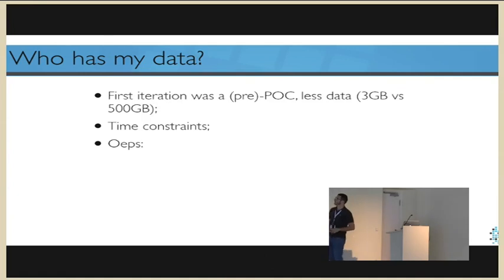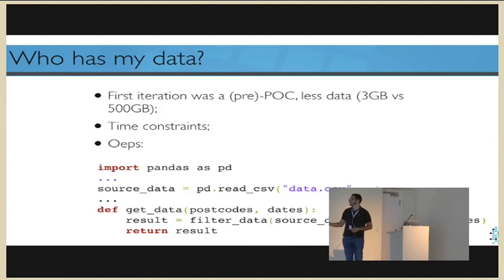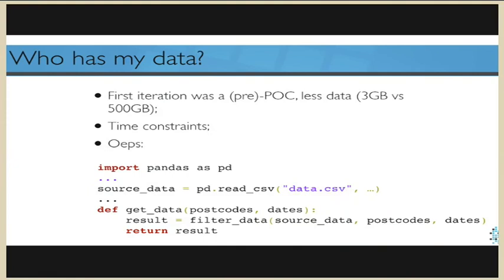So in the first iteration, we just had 3 gigabytes of data instead of 0.5 terabytes. And what I did, don't blame the team, I did it myself, was load all the data into a pandas data frame and put this out for the client to use. So you can see that we read the source data, and then every time we have to get a certain subset, we just filter the source data. The funny thing is that it actually worked, and it was very fast because everything is kept in memory.